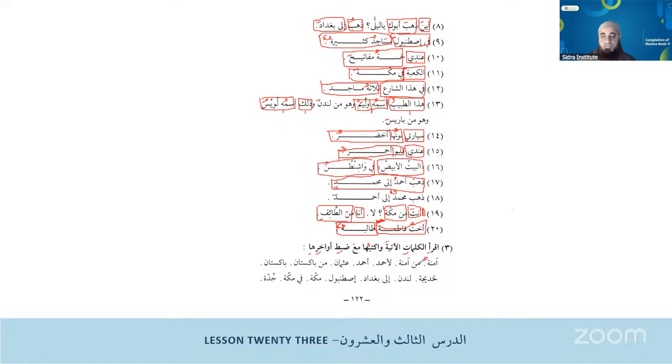Okay, غير منصرف. من آمنة. لأحمد. أحمد. عثمان. من باكستان. باكستان. لخديجة. لندن. إلى بغداد. Istanbul. So all these غير منصرف, so notice they don't have any tanween.